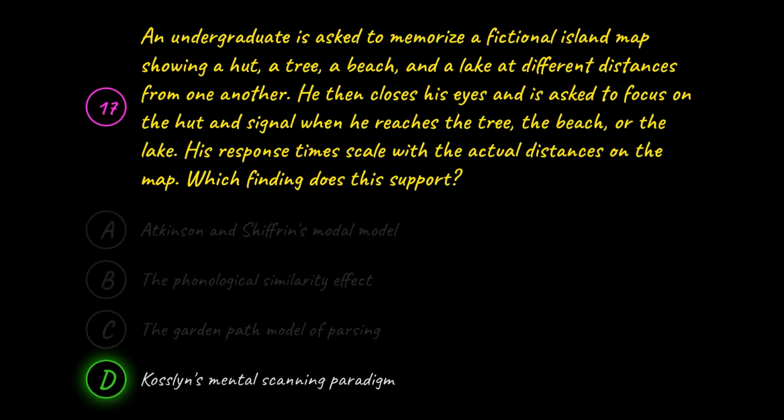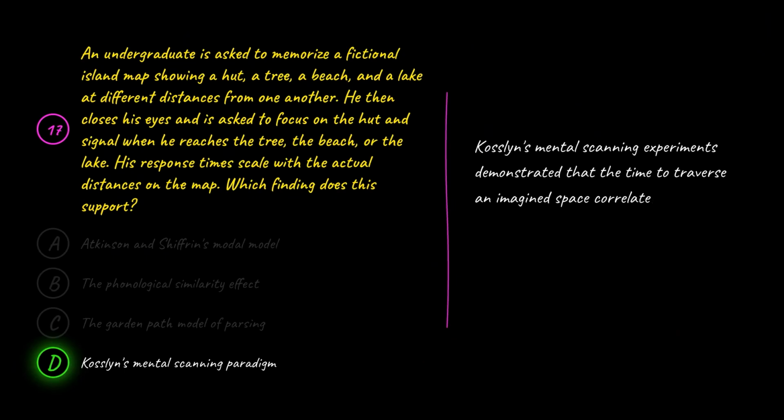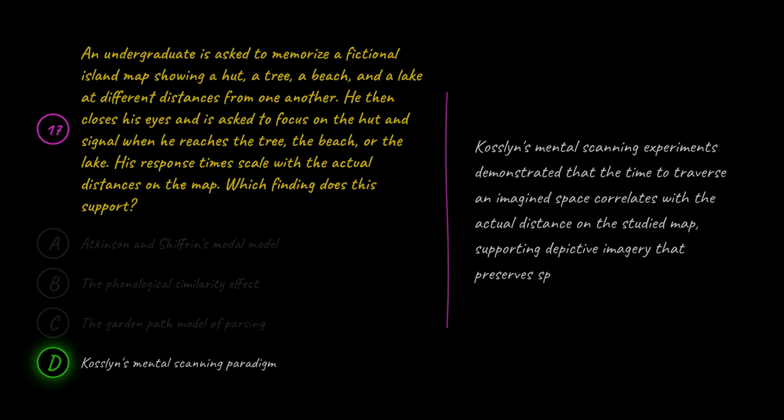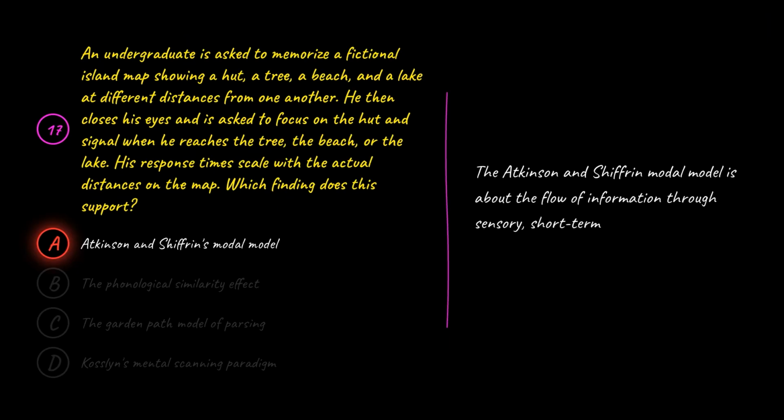The correct answer is D. Koslin's mental scanning paradigm. D is correct because Koslin's mental scanning experiments demonstrated that the time to traverse an imagined space correlates with the actual distance on the studied map, supporting depictive imagery that preserves spatial structure. A is wrong because the Atkinson and Shiffrin modal model is about the flow of information through sensory, short-term, and long-term stores, not about scanning mental images.